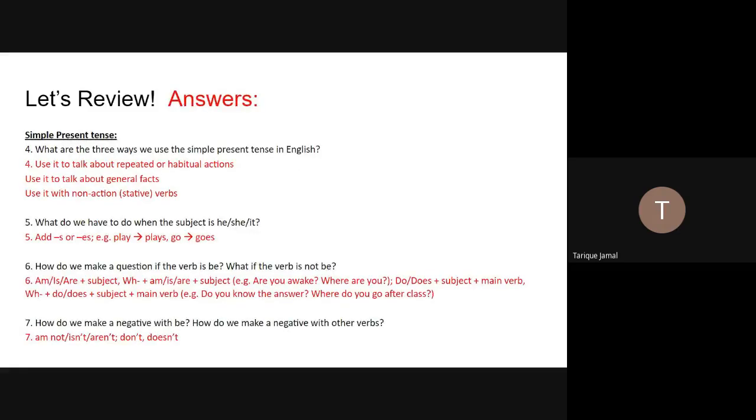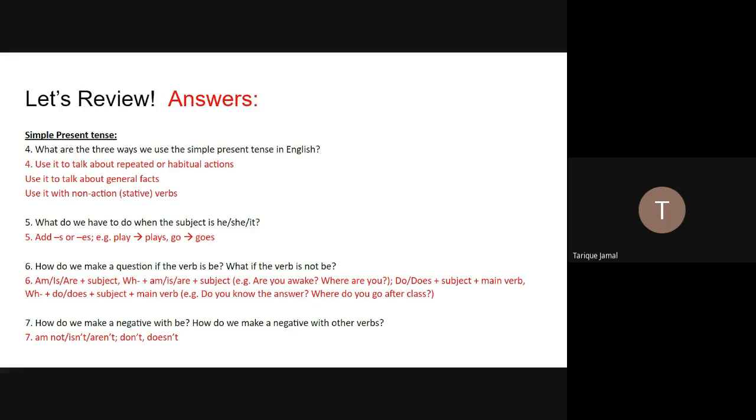All right, let's move on. Okay, so what are the three ways we use the simple present tense in English? Use it to talk about repeated or habitual actions, right? Use it to talk about general facts. Use it with non-action, steady verbs, right? What do we have to do when the subject is he, she, it? Remember, we add s or es, right?